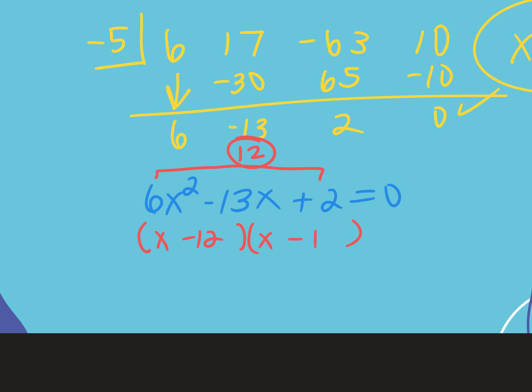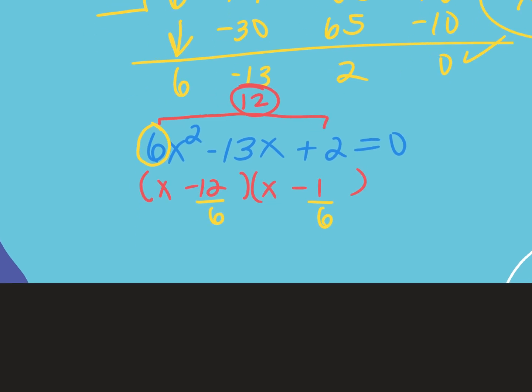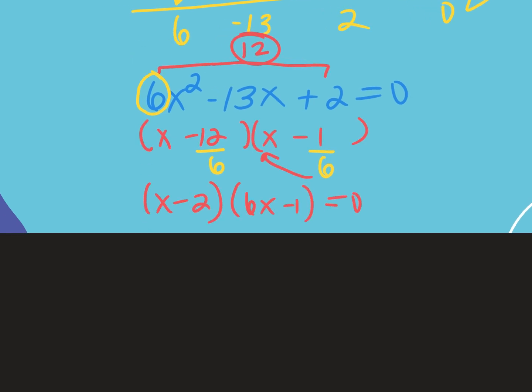Now, I found out it's -12 and -1, but what do I have to do with this 6? I have to divide each term by that. If you do not understand that trick yet, don't do it. Do the grouping method. 12 divided by 6 is going to leave me with x minus 2. 1 doesn't divide pretty by 6, so we just move this to the front as a coefficient. So 6x minus 1 equals 0. And then can I go ahead and solve these two?